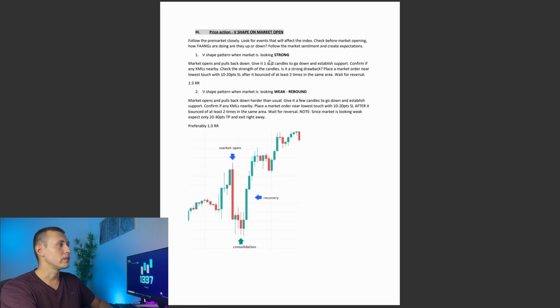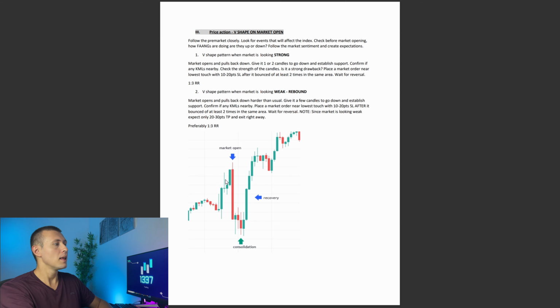V-shaped pattern when the market is looking strong. The market opens and pulls back down, like here in this example. Give it one or two candles to go down and establish support, exactly like over here. Confirm if any key market levels are nearby, just to give you some extra support for a rebound. Check the strength of the candles. Is it a strong drawback? Is it a violent move like this? Place a market order near the lowest touch with a 10 to 20 point stop loss, after it bounced off at least 2 times in the same area.